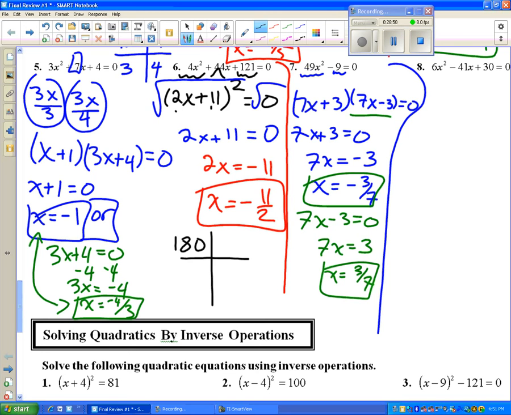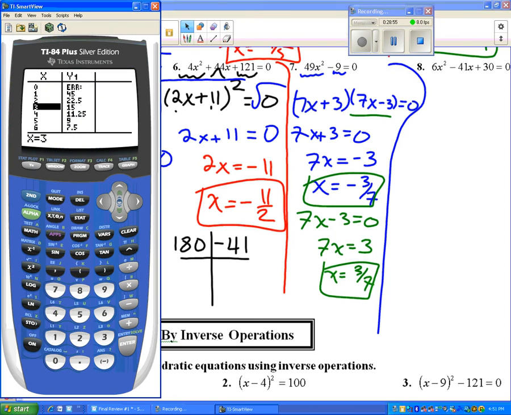6 times 30 is 180, and adds up to be negative 41. I need my calculator for this. So I go to y equals, I do 180 divided by x. I go to my table. Negative 41. Well, 1 and 180, 2 and 90, 3 and 60, 4 and 45. That could give me 41, but 5 and 36 can also give me 41.